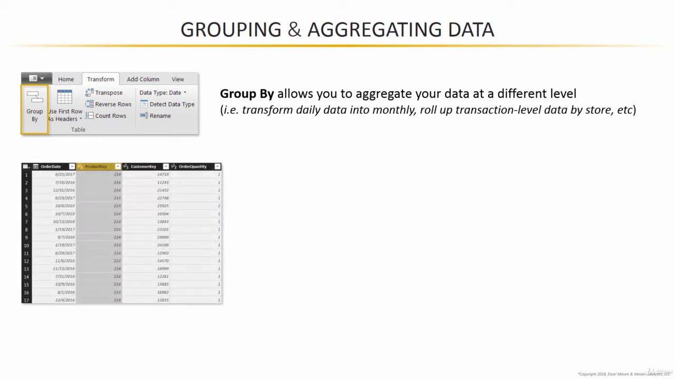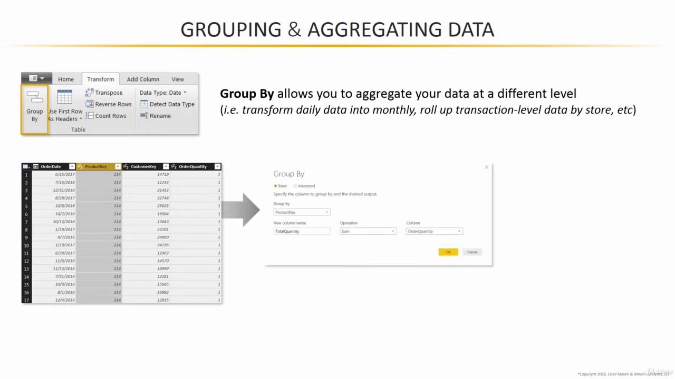I know it's a little bit tough to see, but what we've got here are order quantities by order date, product key, and customer key. And the important thing to note here is that we have multiple orders for a given product key. In this case, product number 214 has been ordered multiple times on multiple dates by multiple different customers. And if you wanted to transform this table into a summary of order quantities rolled up by unique product keys, the Group By option is a great way to do that.